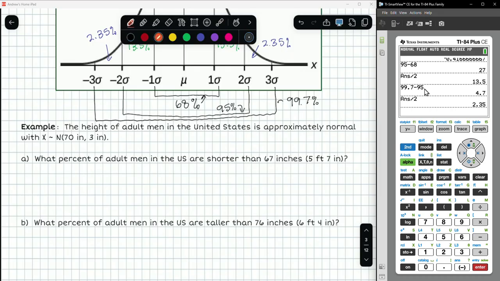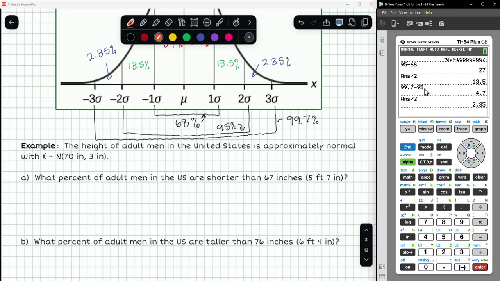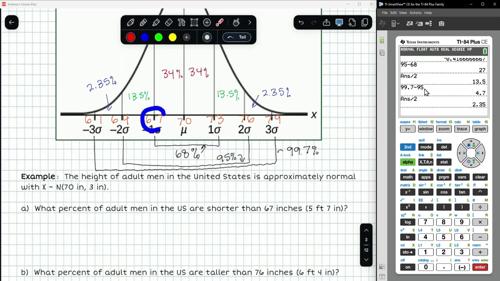So I'm going to come in here in orange and label those hash marks in our picture above. I know the mean is 70, and my standard deviation is 3. Those hash marks are counting by 3. So 73, 76, 79, 67, 64, 61, assuming I can subtract 3 in my head at this time of day. And this problem is asking what percent of adult men are shorter than 67. So here is 67.